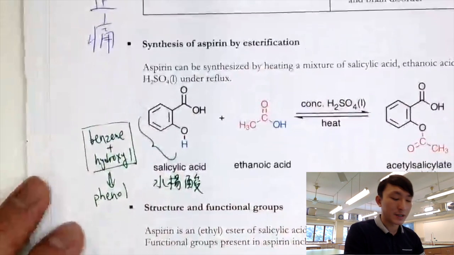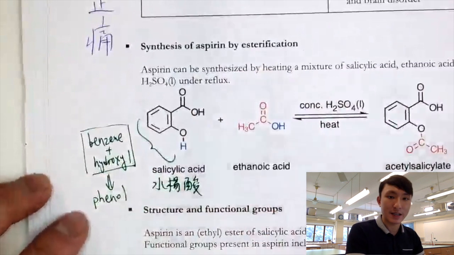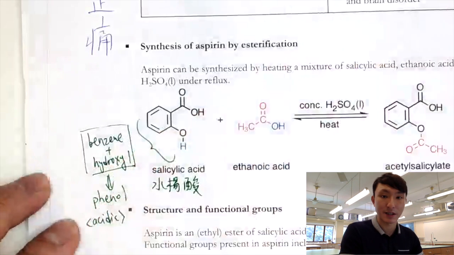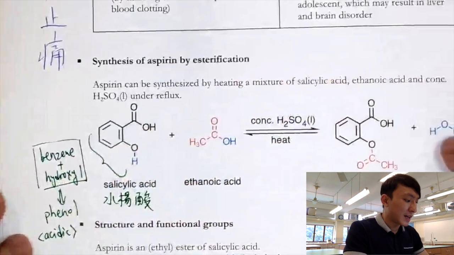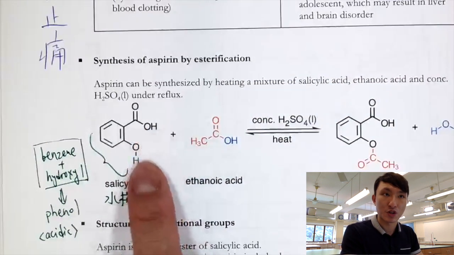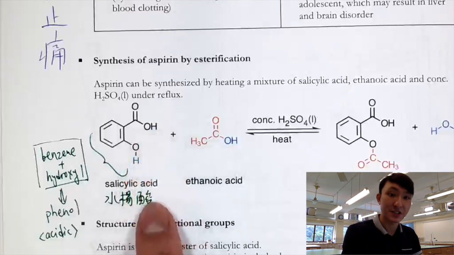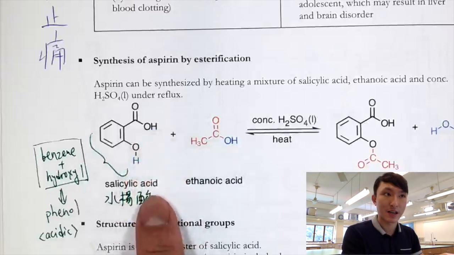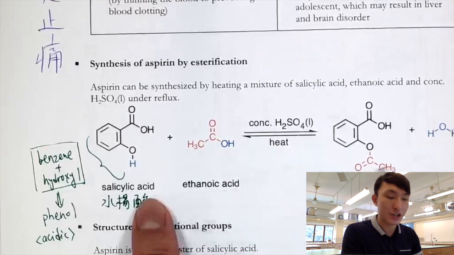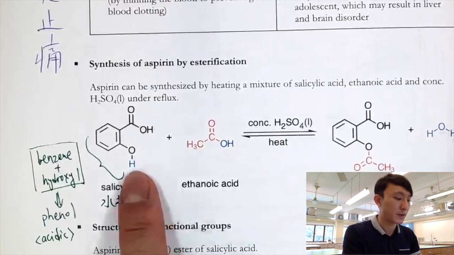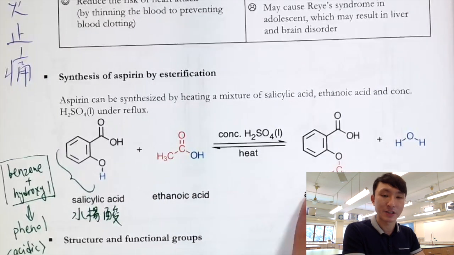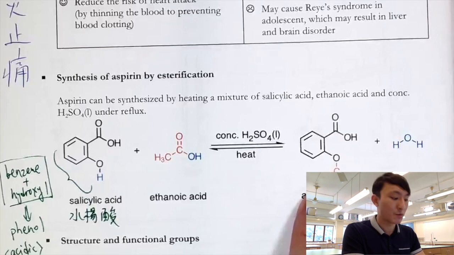Okay? And phenol is a little bit special because despite looking like a hydroxyl group, it is actually acidic. So for salicylic acid, because it has the carboxyl group and the phenol group, which are both acidic, salicylic acid by itself is quite acidic. That's why we have to undergo esterification, to convert this phenol group into an ester, so that we can reduce the acidity, so that it is less likely to cause peptic ulcers.